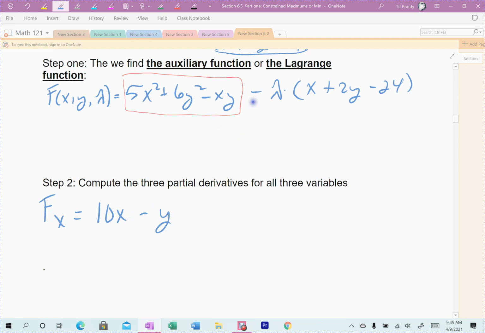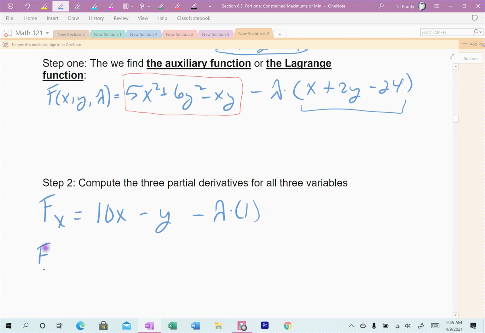The next part is the Lagrange multiplier comes along. It's negative lambda times the derivative of the constraint equation with respect to x. The lambda always comes along. I take the derivative of the constraint equation with respect to x. Well, there's only the 1x term. The derivative of just the x term is 1. And so I'm going to write it down because it's lambda times 1. That's what it is. And so there's the first derivative with respect to x.